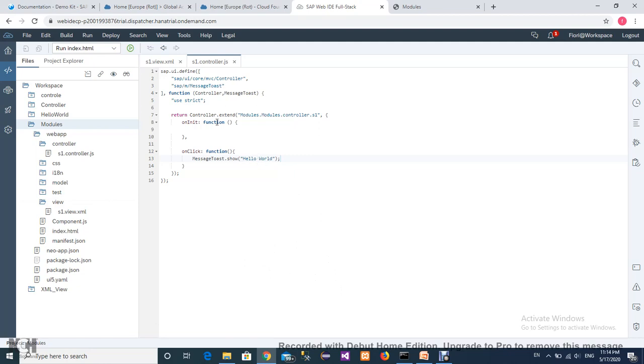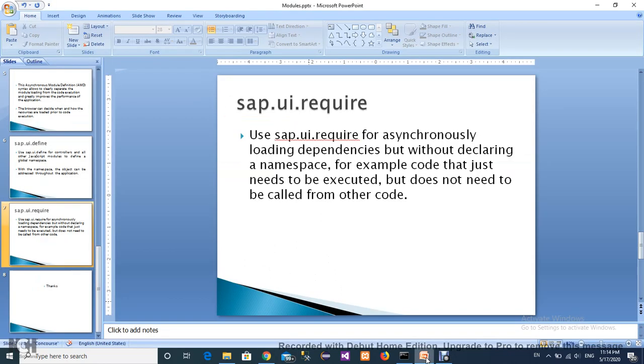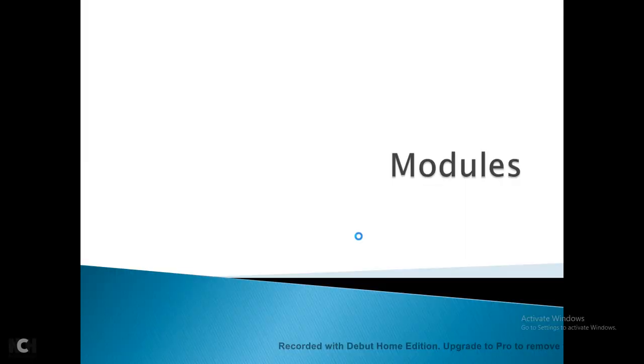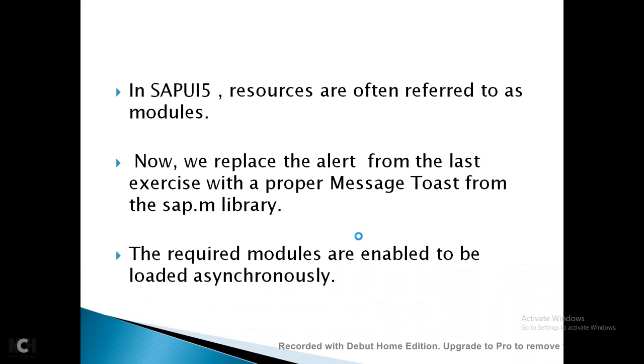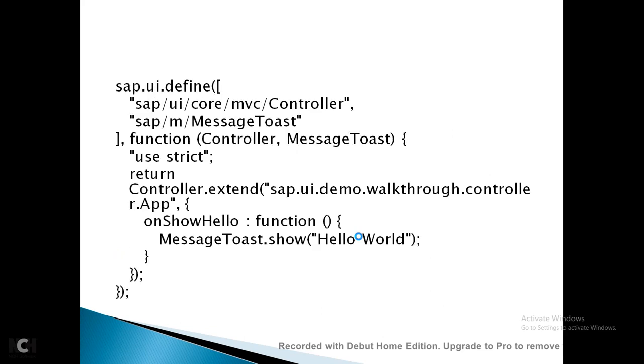So let's discuss what we have done in this project till now. Modules. In SAP UI5, resources are often referred to as modules. Now we replace the alert from the last exercise with a proper message toast from the sap.m library. The required modules are enabled to be loaded asynchronously. This is the code what we have done in the controller.